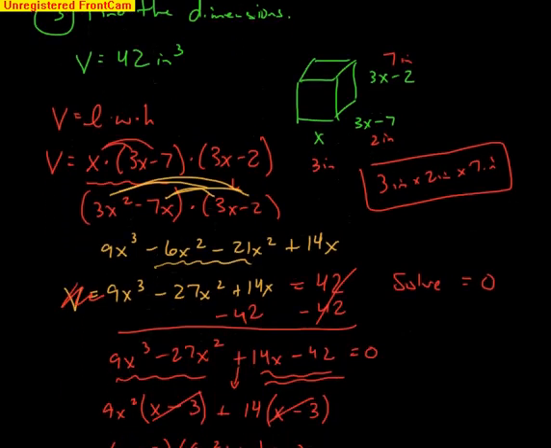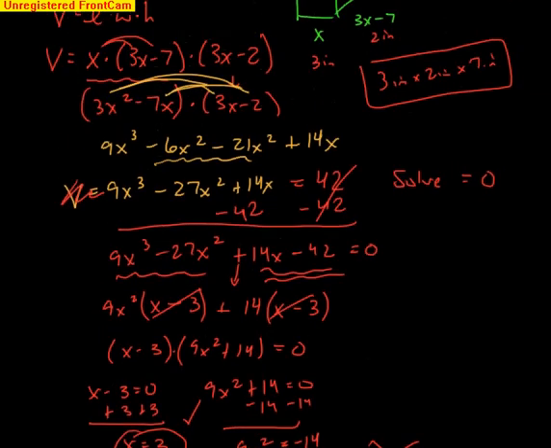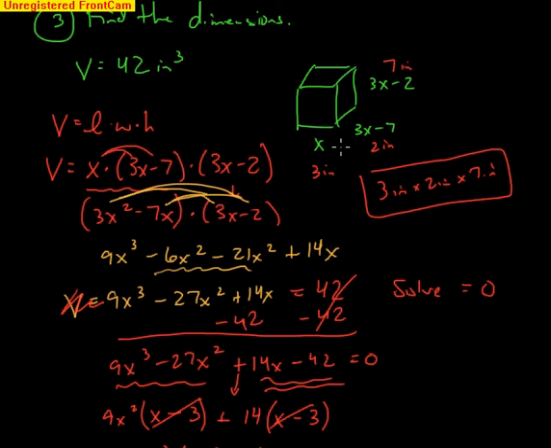So again, you find the volume by multiplying, and then it's usually a factor by grouping problem. And only one of your answers should be real, so you plug that answer into your dimensions to get the actual numbers for dimensions.